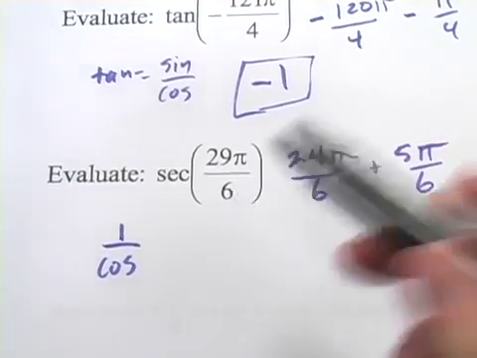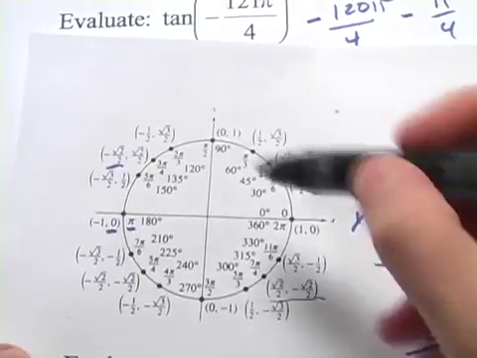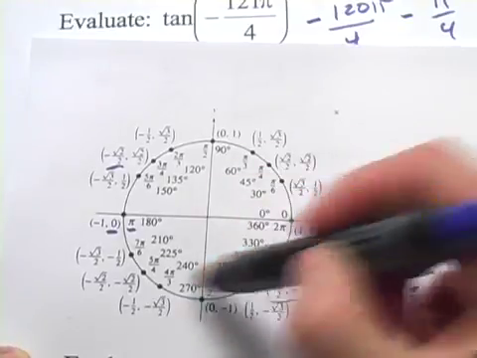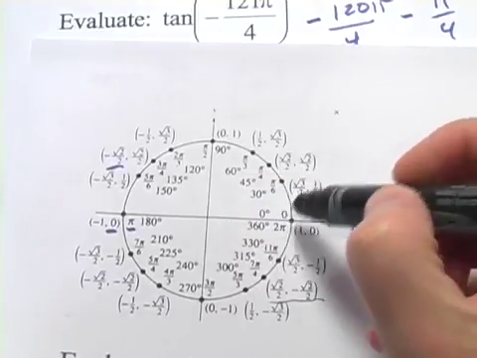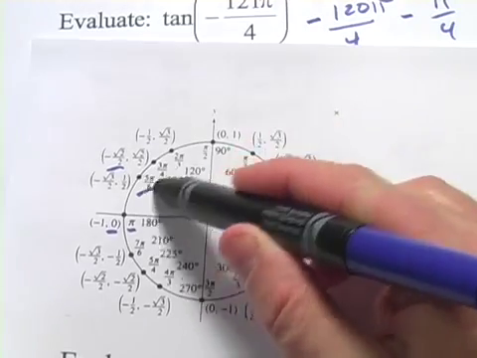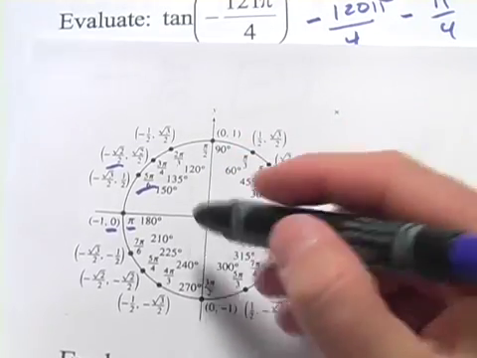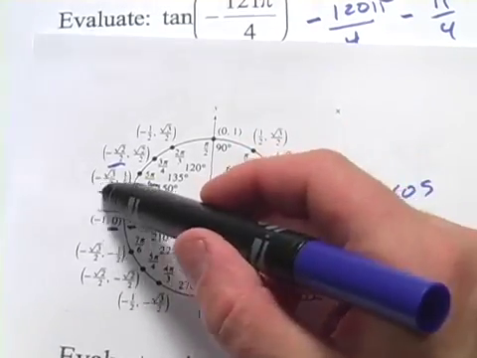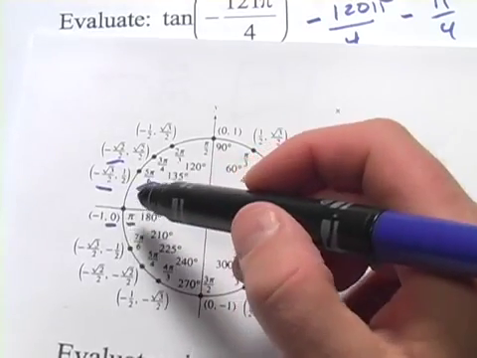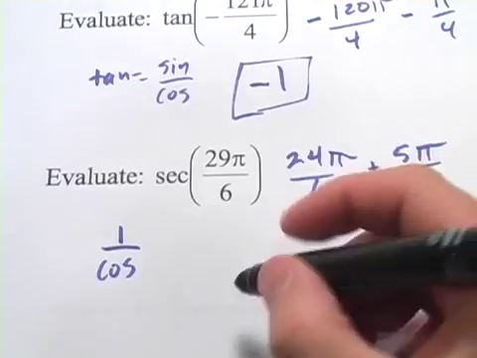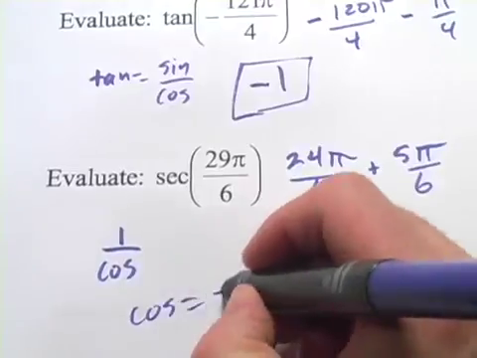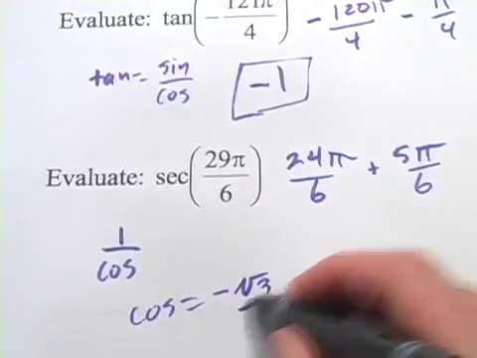Now this is a positive number, so we're going in a positive direction. So there's once around, there's twice around. I'm at 4 pi. Now I need to go 5 pi over 6 more. That ends me up right here. And I'm looking for the secant, which is 1 over the cosine. So let's take the cosine value. It's negative square root of 3 over 2. So the cosine equals negative square root of 3 over 2.